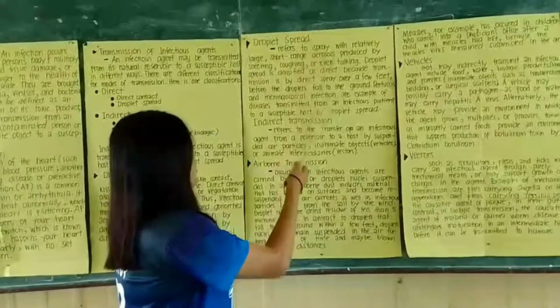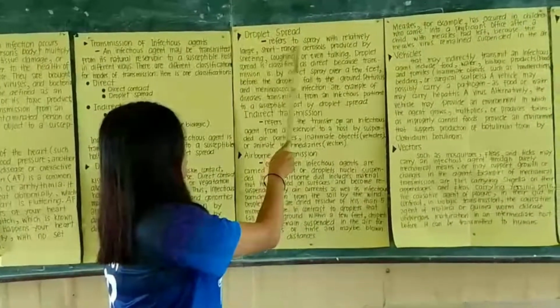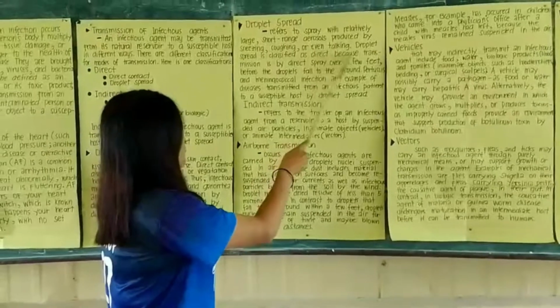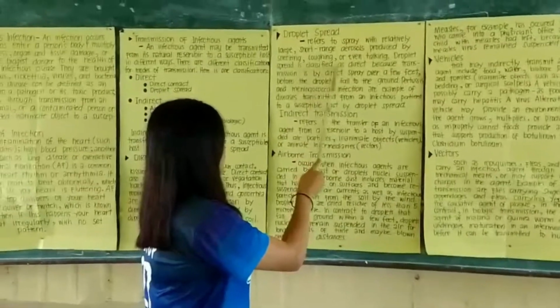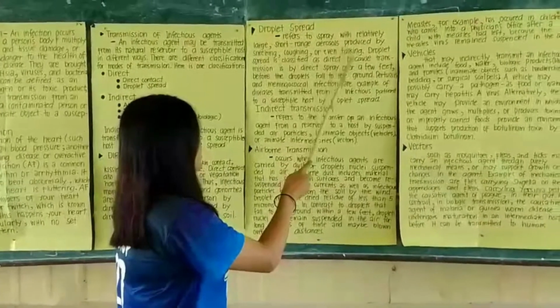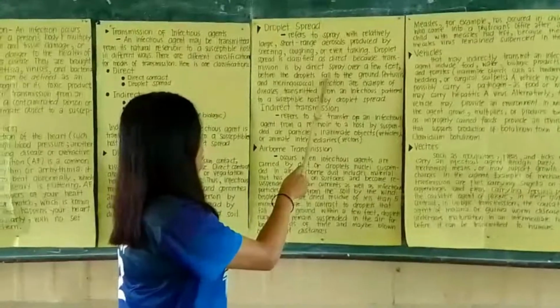Droplet spread refers to spray with relatively large, short-range aerosols produced by sneezing, coughing, or even talking. Droplet spread is classified as direct because transmission is by direct spray over a few feet before the droplets fall to the ground.